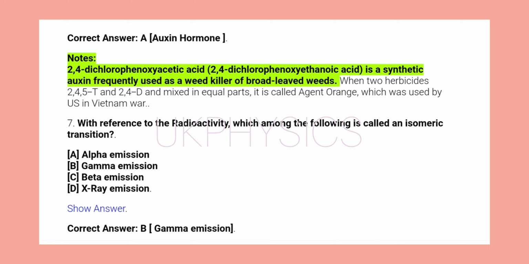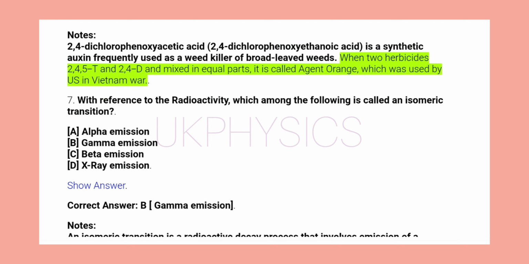2,4-dichlorophenoxyacetic acid, 2,4-dichlorophenoxyethanoic acid, is a synthetic auxin frequently used as a weed killer of broad-leaved weeds. When two herbicides, 2,4,5-T and 2,4-D, are mixed in equal parts, it is called Agent Orange, which was used by the US in the Vietnam War.